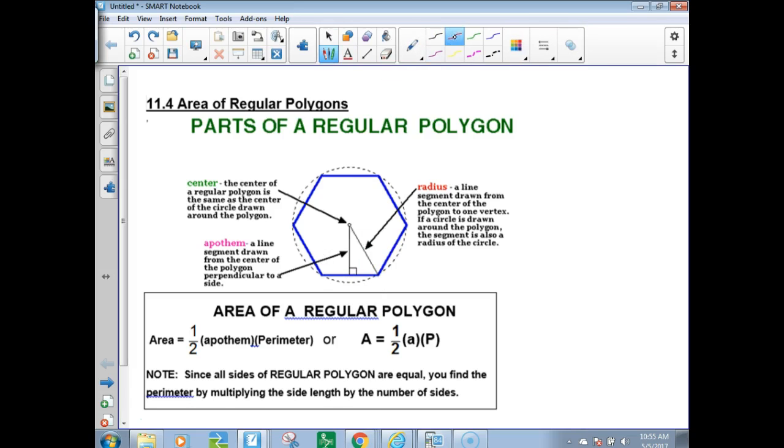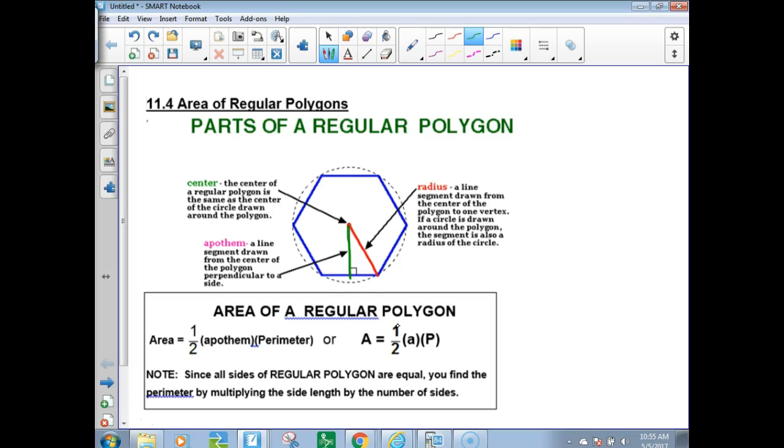What I was going to highlight there was that the radius, of course, goes from the center to a vertex, just like you see the circle on the outside. This is called a radius of the regular polygon. The apothem is the segment that goes from the center to the side perpendicular to that side. It does bisect that side as well.